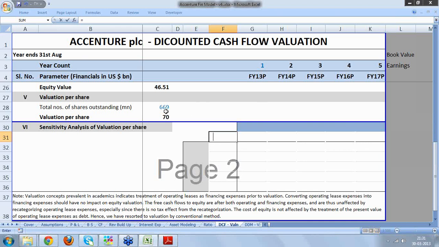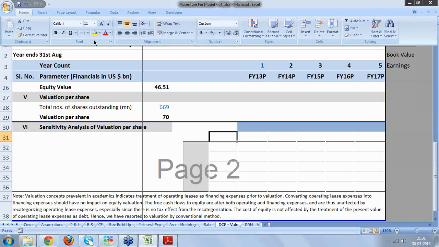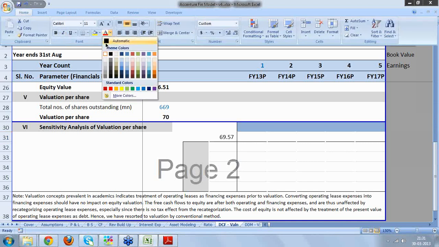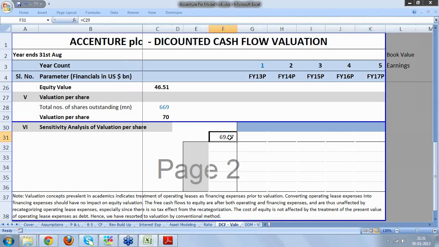So I perform a sensitivity. So this is equal to this. Here I have made the font white so that it appears. I'll make the font blank. So I'm going to perform sensitivity on this. So it's a two-way table.